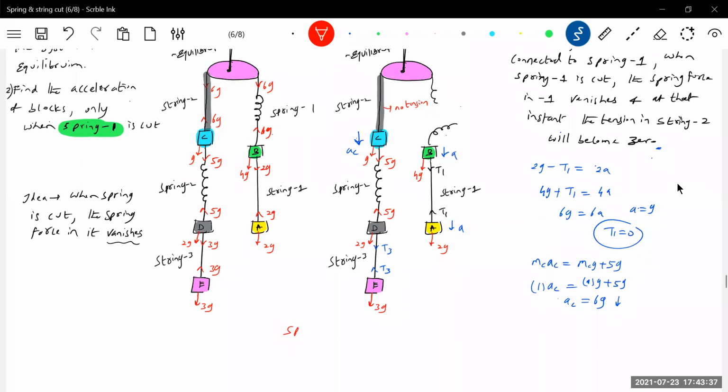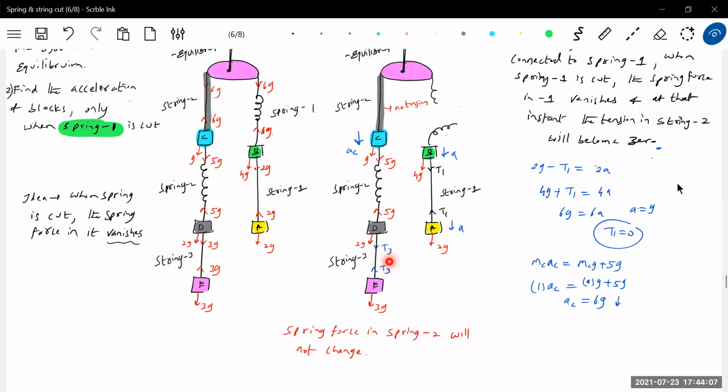Sir, then how will T3 come, sir, if spring force doesn't change? Wait, let me explain. Spring force in spring 3 will not change. Spring force in spring 2 will not change. That we already know. Okay, now what to do here? So something, T3, is there.